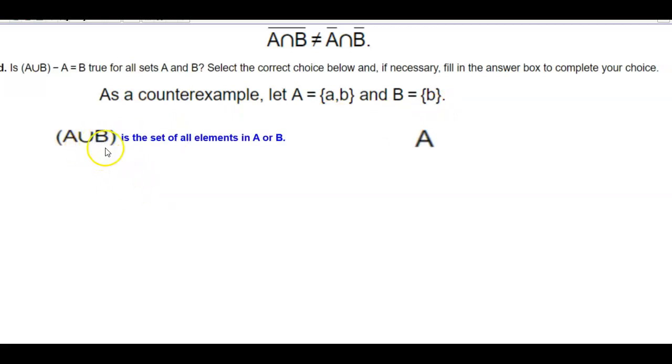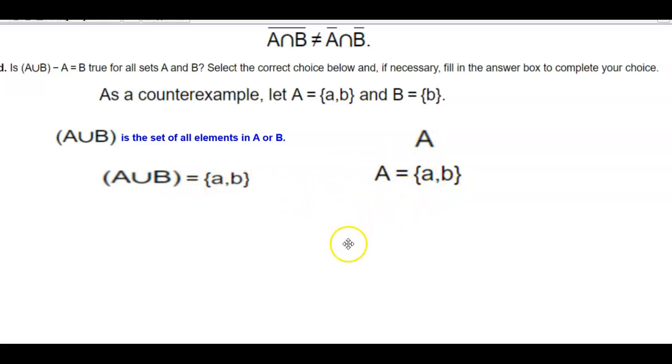First and foremost, A union B is the set of all elements that are in A or B, and we know that the set A is just AB. So let's go ahead and write this out. What are all the elements in A and B? Well, we know it's going to be A and B. So A union B is equal to the set AB. And we know that set A is equal to AB.